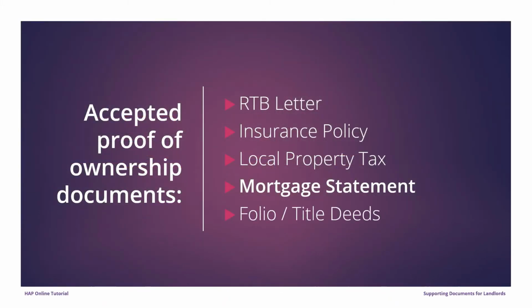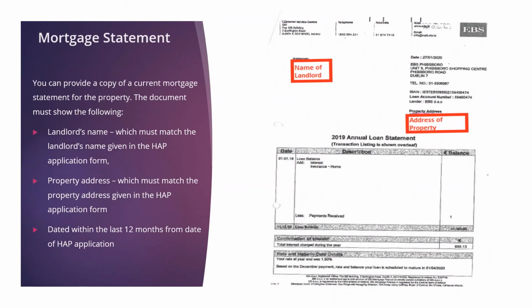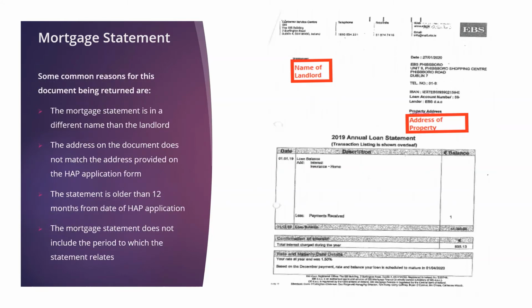Mortgage statement. You can provide a current mortgage statement for the property if this clearly shows the rental property address and the landlord's name. We do not need to see the balance or transactions. This must be an official statement and include the logo of the mortgage company and be dated within a 12-month period.